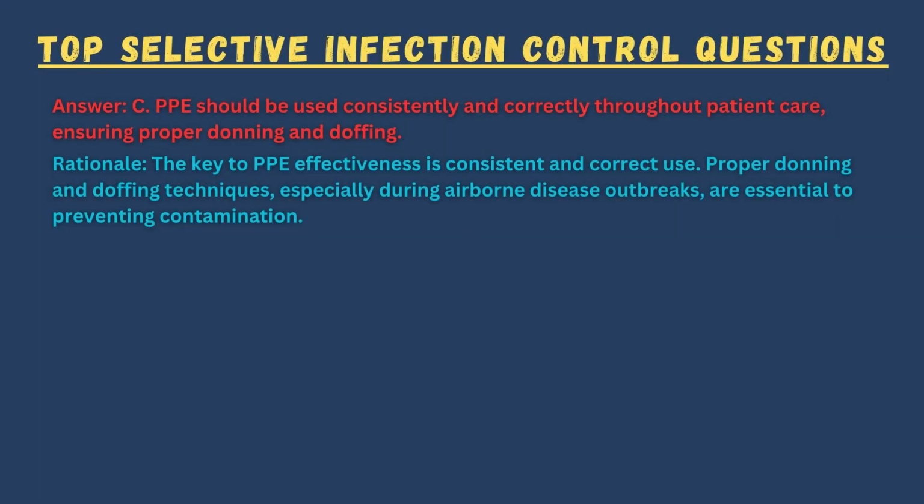Answer. C. PPE should be used consistently and correctly throughout patient care, ensuring proper donning and doffing. Rationale. The key to PPE effectiveness is consistent and correct use. Proper donning and doffing techniques, especially during airborne disease outbreaks, are essential to preventing contamination.